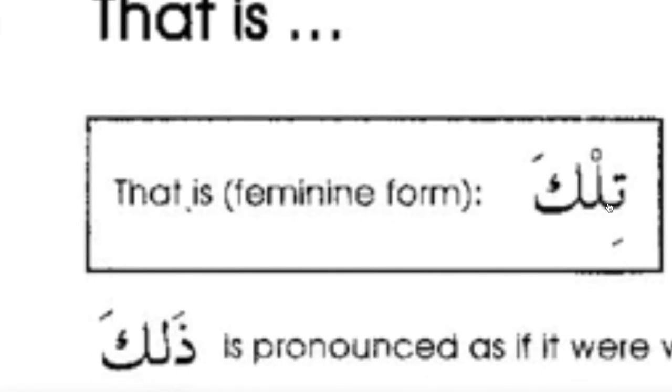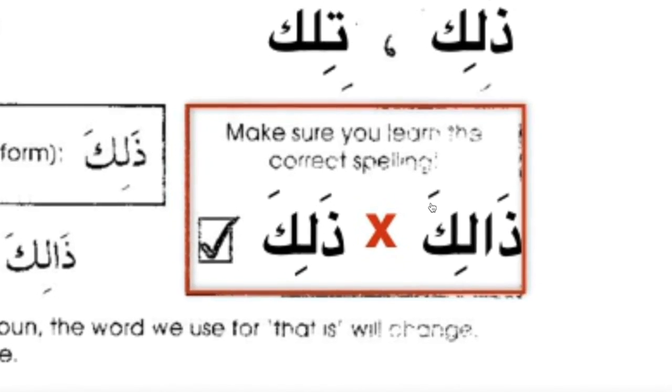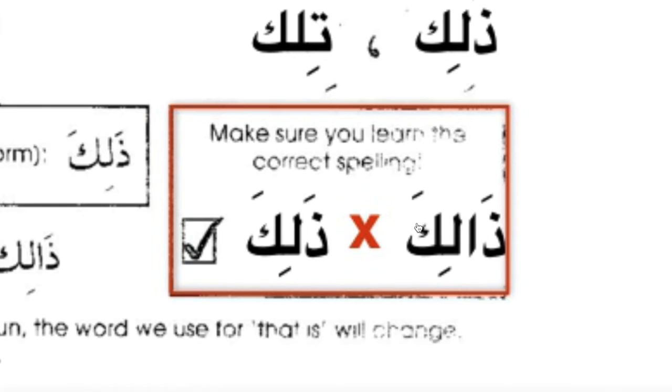Remember there's no ta marbuta, there's an open ta, but when you have a ta beginning, that's a hint that it is feminine. Dhalika is pronounced with a long a, but you don't write this alif. You take that alif away and you just write dhalika, but you pronounce it with the long a. You've got to remember that, inshallah.